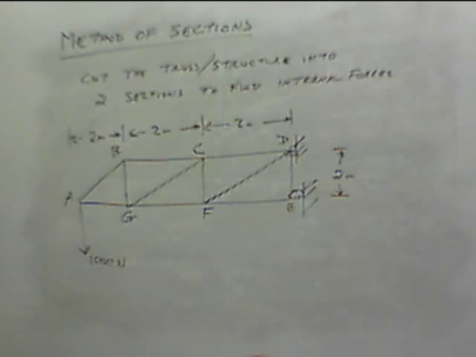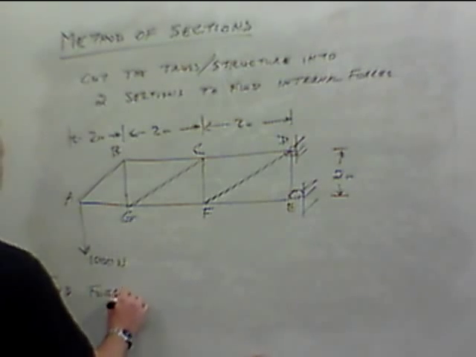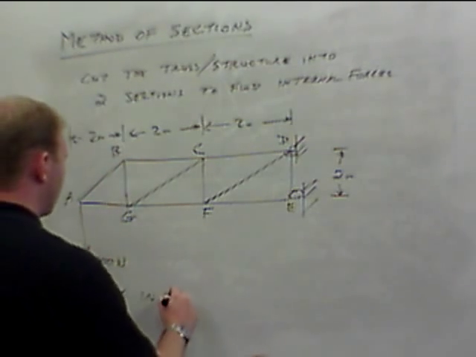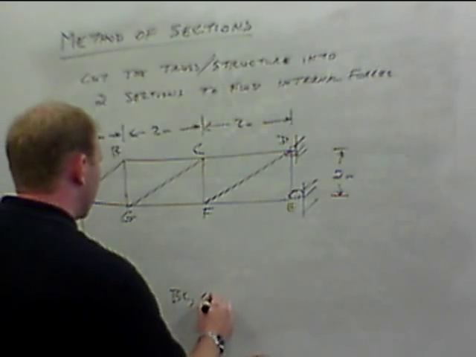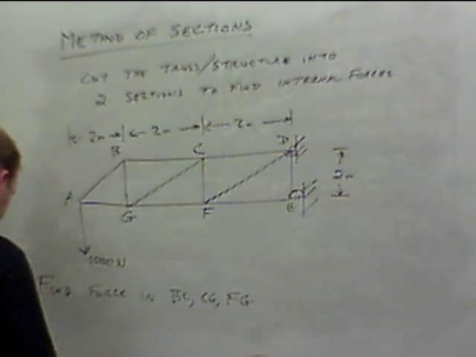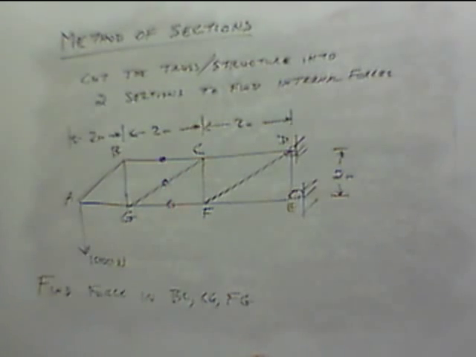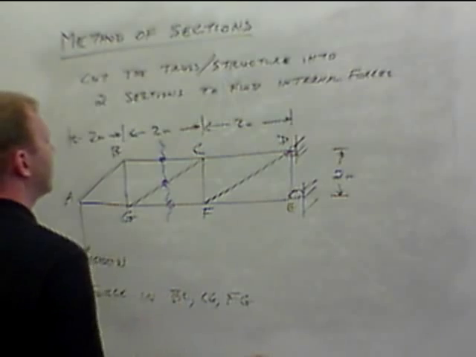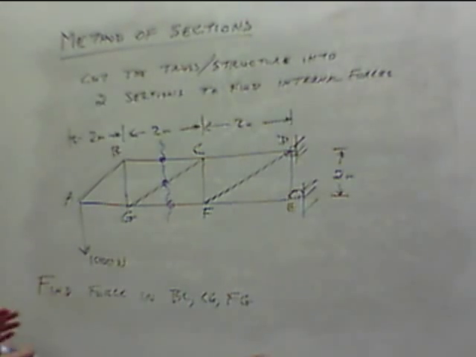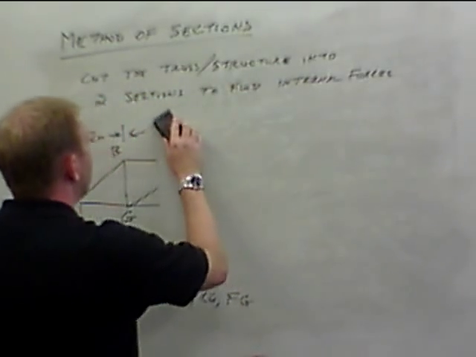But what if you only cared about a couple of pieces? So in BC, CG, and FG. So this beam, and this beam. Okay? If we only care about that, what I'm going to do here is I'm going to essentially cut this truss right here, okay, and separate it into two pieces. So what I'm going to do here is erase this half of this, and I'll redraw it.